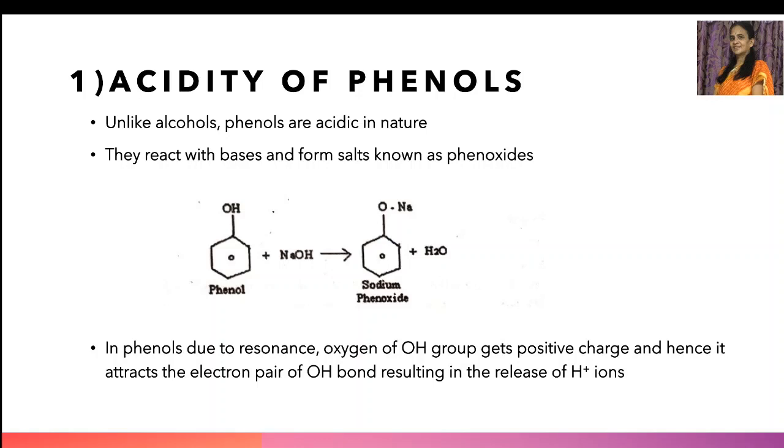Because of that reason, what happens? It pulls the bonded electrons, the single bonded or sigma bond electrons in between oxygen and hydrogen, towards it. Because of that reason, this H plus can be easily removed. That is known as the acidic nature of phenol. So this is because of resonance or mesomeric effect. So how do we explain this? Let us see here.